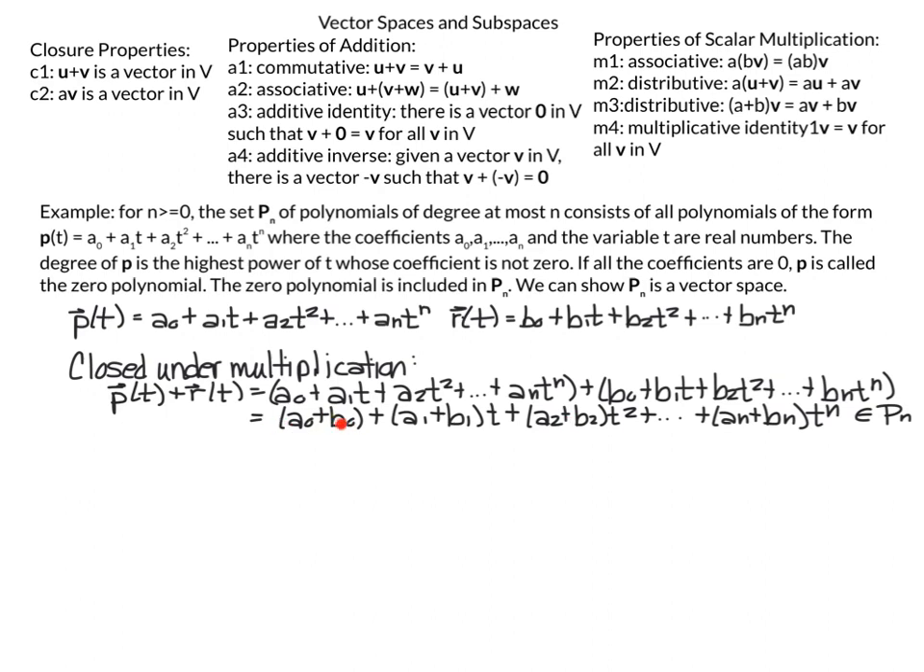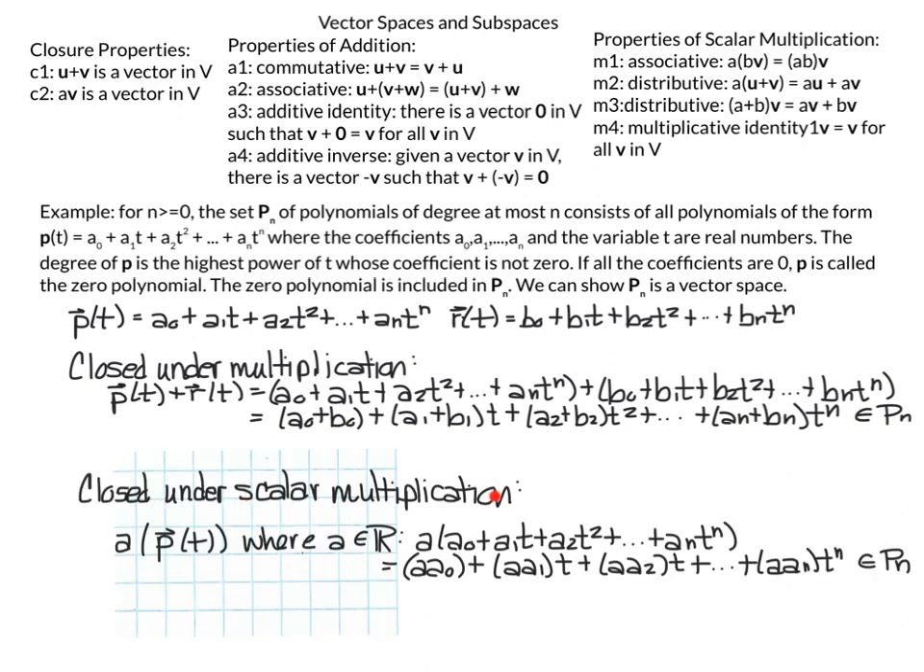So I could write this as c naught, my new real number, but essentially I have the same form of P of n, which is a scalar plus a scalar times t plus a scalar times t squared, all the way up to a scalar times t to the n. And you can see if we're adding two polynomials whose highest degree is n, there's no way you're going to get to P of n plus 1. If you're adding a second degree polynomial to another second degree polynomial, no way a t to the fourth is going to appear out of nowhere. So this is how we know that it's closed under addition.